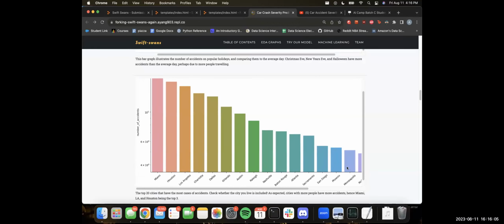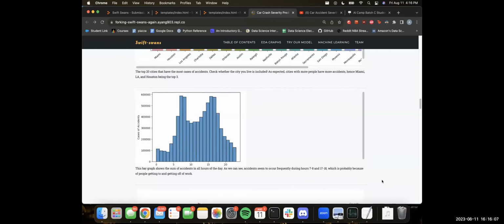And the next graph is about the sum of accidents in all hours of day. And the rush hour, during 7 to 8 and 17 to 18, has the most number of accidents, and it's probably the most likely time for accidents to happen.